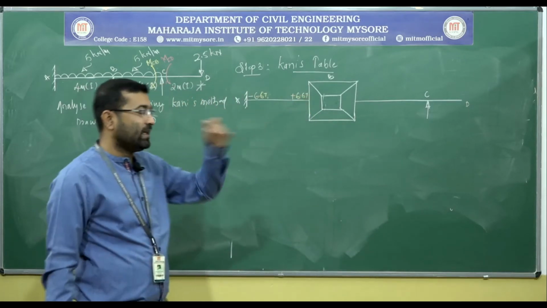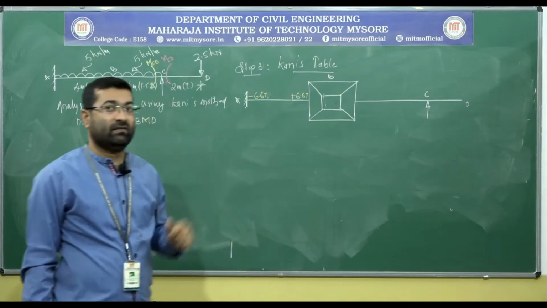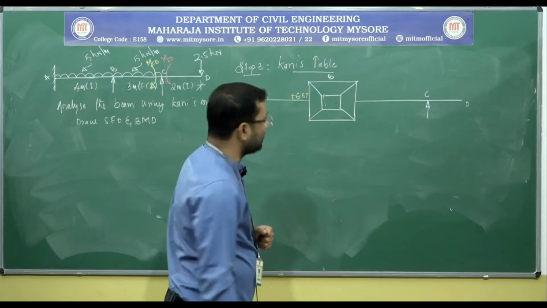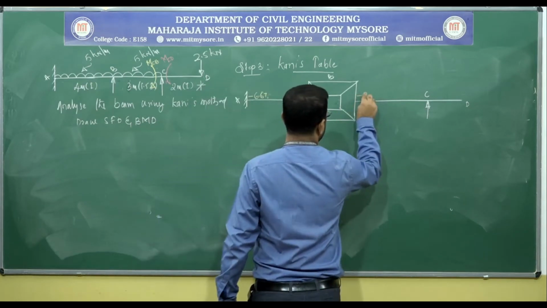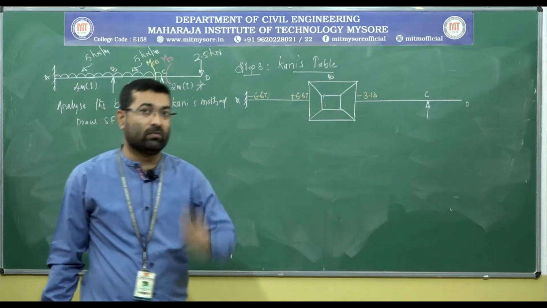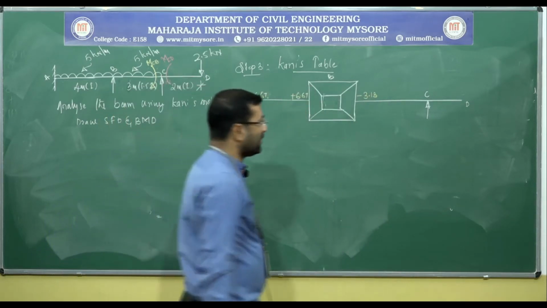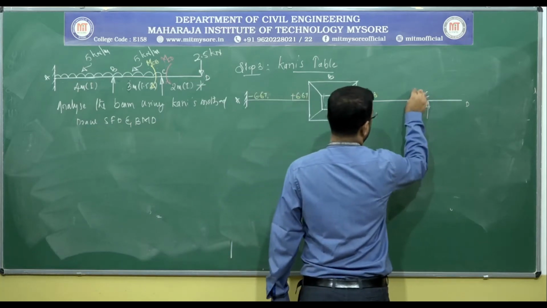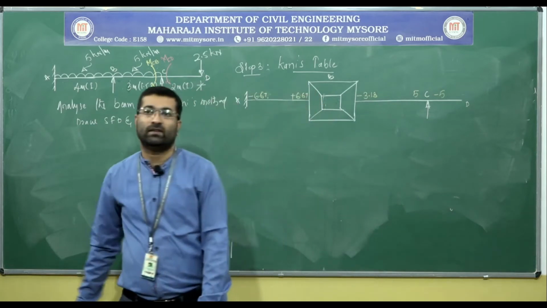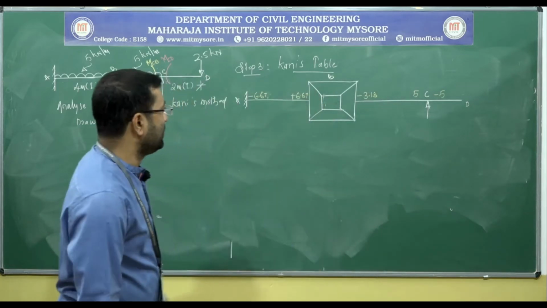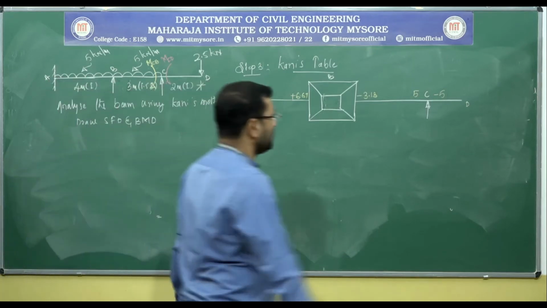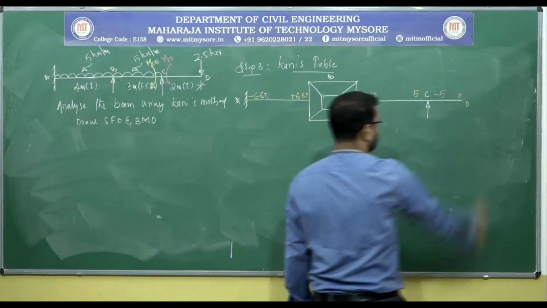Whereas for BC and CB we have modified values. For BC the fixed end moment is minus 3.13, whereas at C point we have the end moment. So here it is plus 5, here it is minus 5. So this is how we need to prepare the Kani's table for an overhanging beam. At D nothing, it is 0.